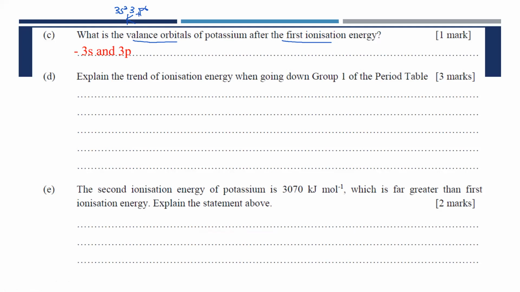So teacher, will they accept if I write 3s2, 3p6? No, they won't, because you did not answer the question. 3s2, 3p6 is the valence electrons. The question wants the valence orbital. Okay, so two different things.